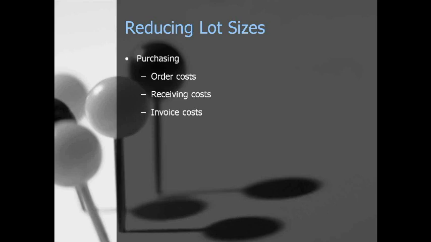The other costs that you have to work on are receiving costs. How much does it cost to receive the item and put it into inventory? And how much does it cost to pay the invoice? I have a client that has made an art out of reducing those costs. They receive the material directly to the production line. There is no receiving report done.